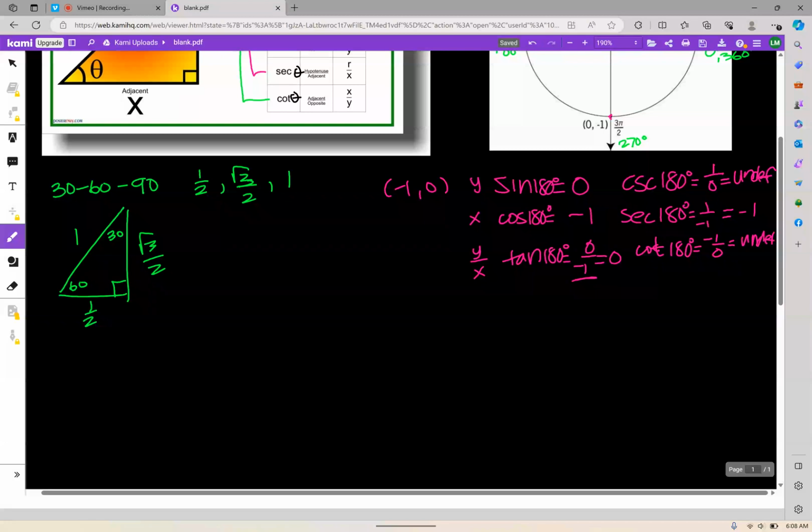I'm going to keep that hypotenuse at 1 because we're in the unit circle. And remember, the unit circle, the radius is 1. All right, 45, 45 right triangle. Do you remember that the legs were the same length?